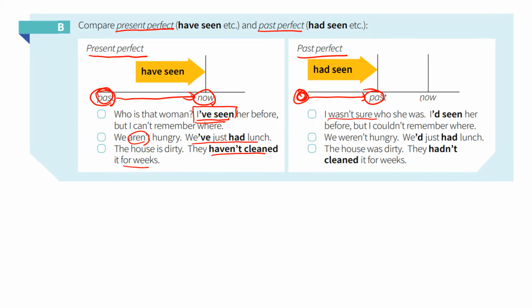I wasn't sure who she was. I had seen her before, but I couldn't remember. So I'd seen her. We weren't hungry. We'd just had lunch. We weren't hungry because we had had lunch. The house was dirty. They hadn't cleaned it for weeks.